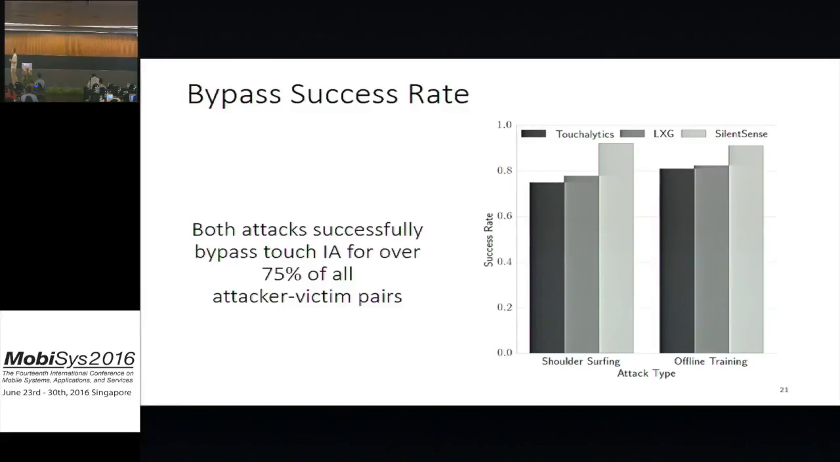There is no statistically significant difference between shoulder surfing and offline training. It's even worse for Silent Sense. There, at least 90% of the attacks always succeeded.